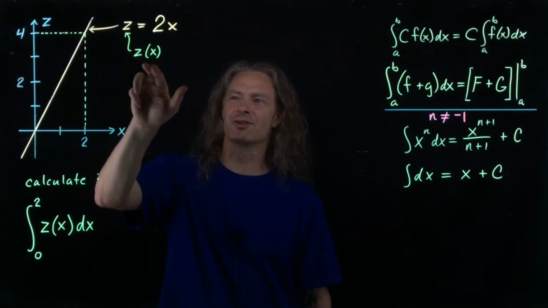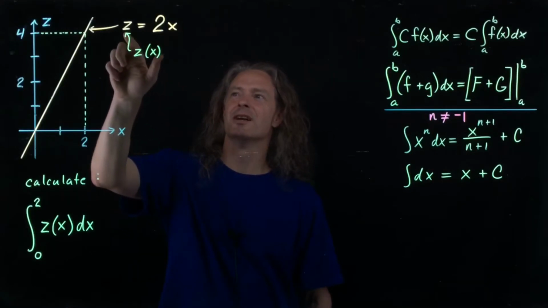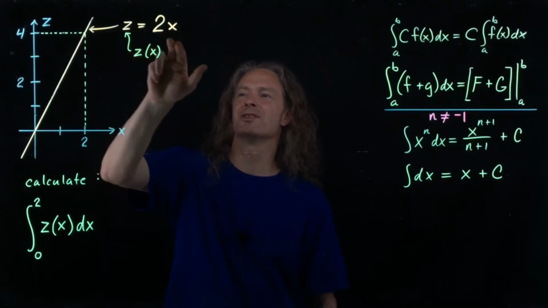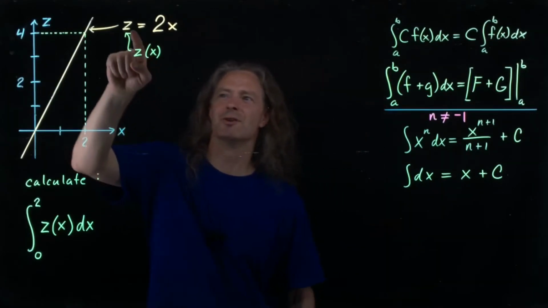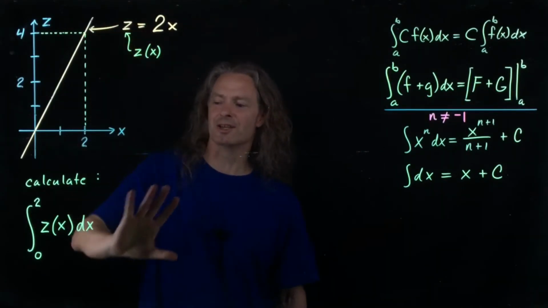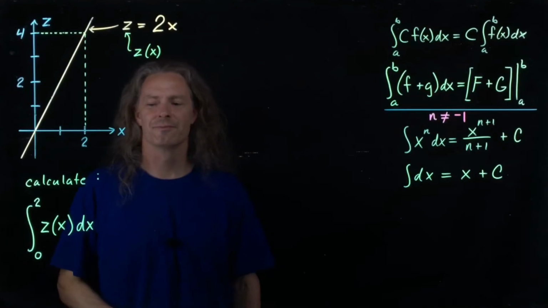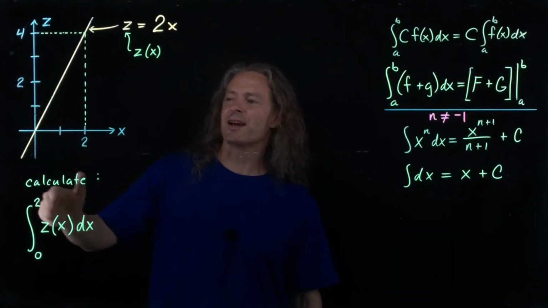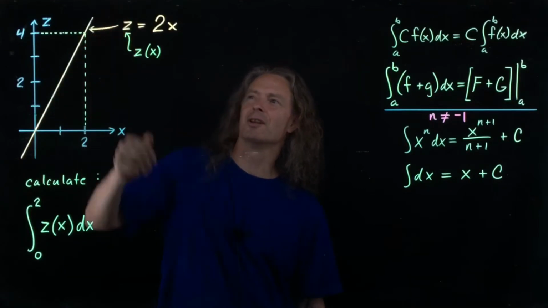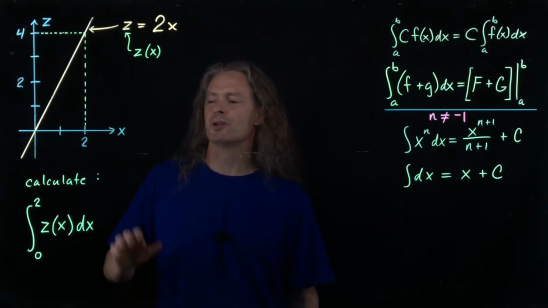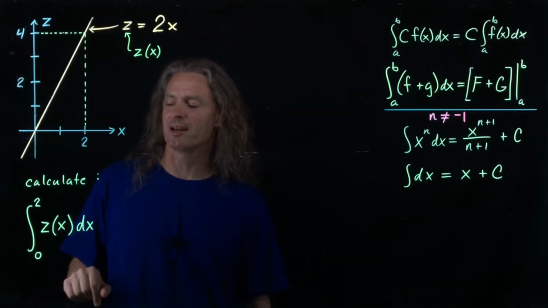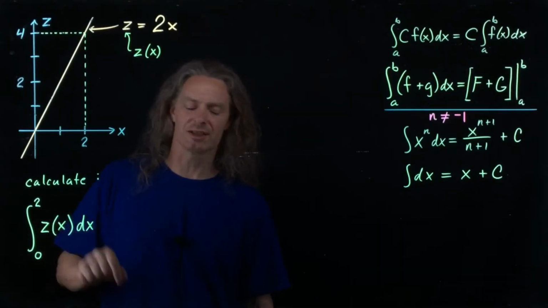This is a general statement that z is a function of x, and then this is telling you exactly how z is a function of x. z is equal to 2x. All right, so z and z of x in this problem are interchangeable. I've made a plot of z versus x, and this line here is the line z equals 2x. So what we're asked to calculate is the integral of z of x with respect to x from x equals 0 to x equals 2.